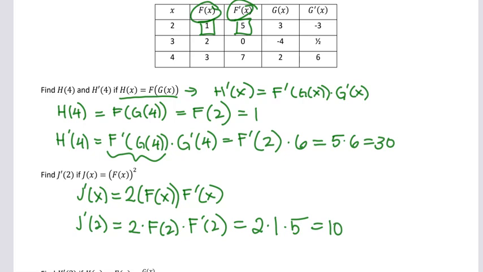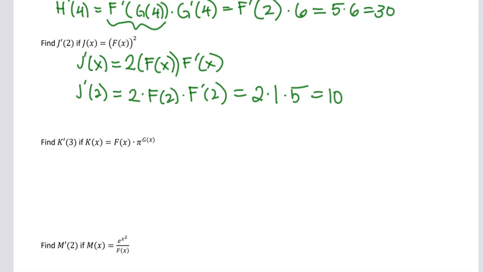All right, let's switch colors. Next, I have k of x equals f of x times pi to the g of x. So the first thing that jumps out at me is this is going to need a product rule. So when I go for k prime of x, I'm going to get pi to the g of x multiplied by the derivative of f, and then I'm going to take f of x multiplied by the derivative of pi to the g of x.